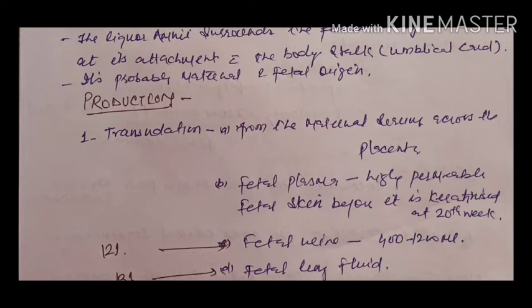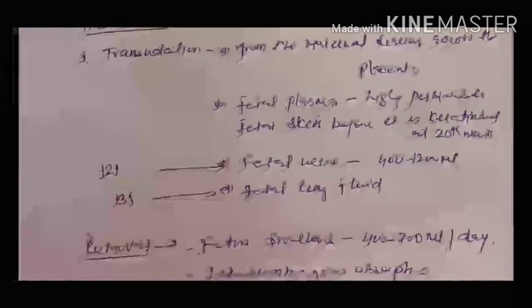So maternal serum crosses the placental membrane, and there is transudation from fetal circulation across the umbilical cord and placental membrane, and secretion from the amniotic epithelium. Transudation of the fetal plasma occurs through the highly permeable fetal skin before it is keratinized at the 20th week, and through fetal urine. Daily output at term is about 400 to 1200 ml, and fluid from the fetal lungs enters the amniotic cavity to add to its volume.